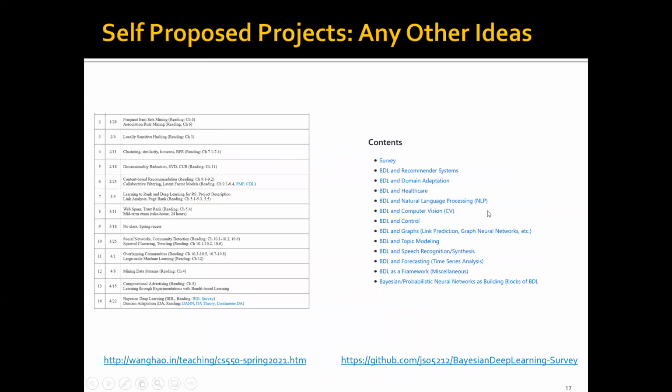And besides all these five general ideas, we can also consider any other ideas and self-propose the project, as long as these ideas are related to the syllabus of this course, or related to any one of the topics in this GitHub repo.